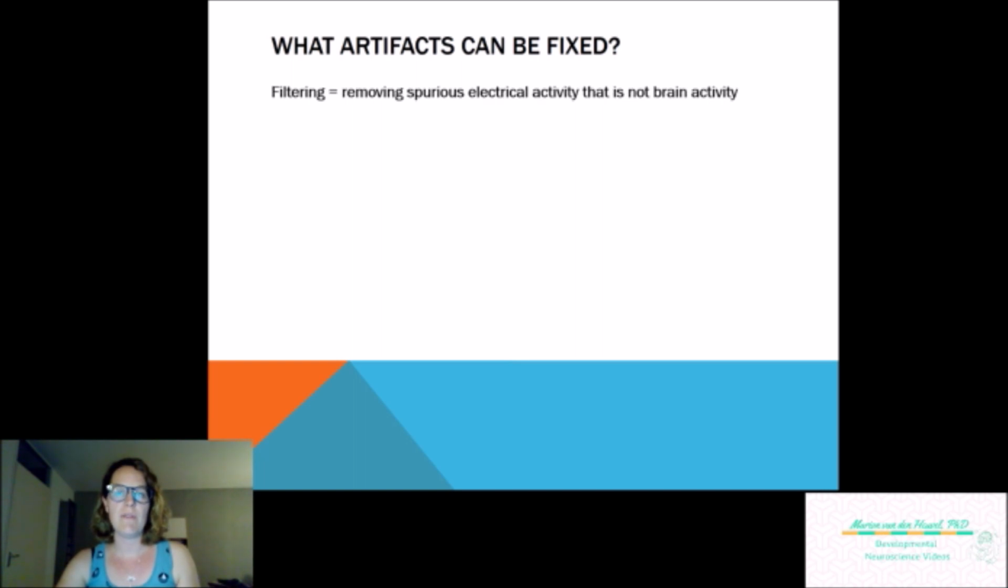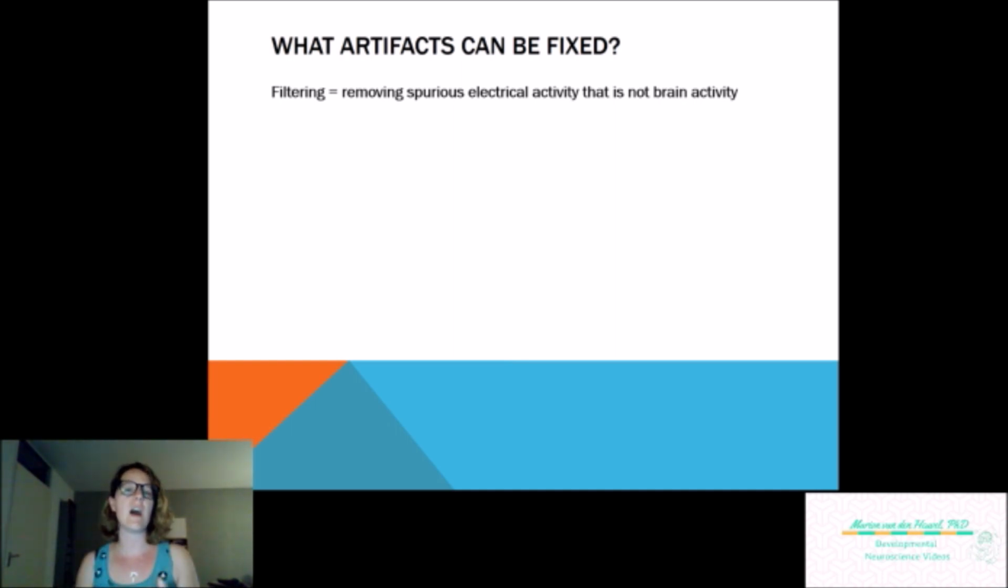Okay, so a little bit about filtering. Filtering is removing spurious electrical activity that is not brain activity. Brain activity is considered to be in a specific frequency range from about 1 Hertz to 30 Hertz. Obviously there's discussion about this, but this is what most people would say is brain activity. Everything lower than 1 Hertz would be, for instance, head movement, swaying, swinging, or slow breathing. Sometimes you can see that in the EEG, and that's all very low frequency and looks like drifting of your signal.